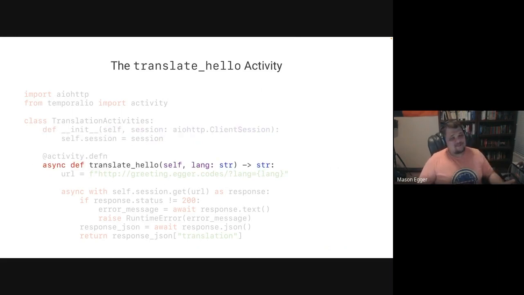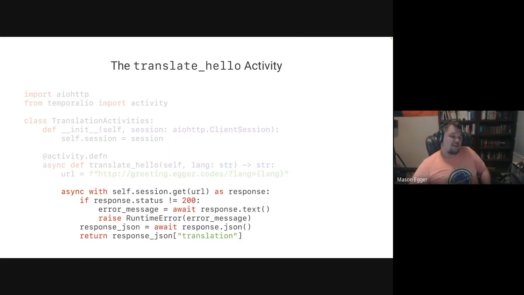We're going to create a translate hello class method. And all we have to do to turn this method into a temporal activity is just decorate it with activity.defn, and boom, it's a temporal activity. We're going to specify the URL, greeting.egger.codes. And then we're just going to submit an HTTP request and get the translation, and we're going to concatenate the name together in the workflow. So we're going to get whatever hello in whatever language you want it to be.